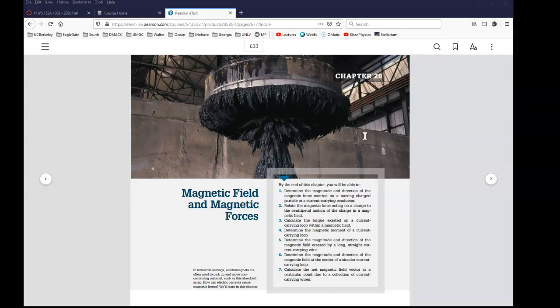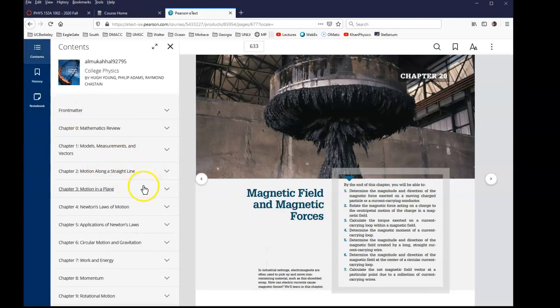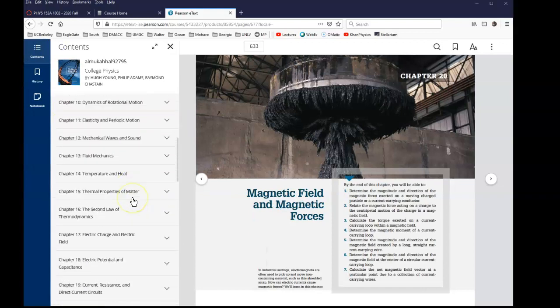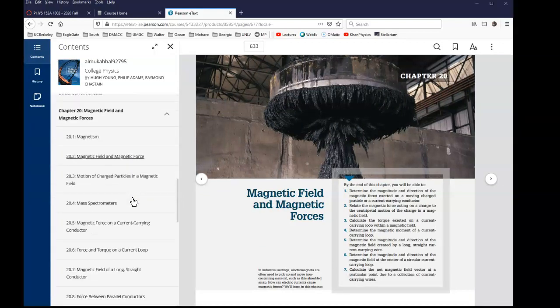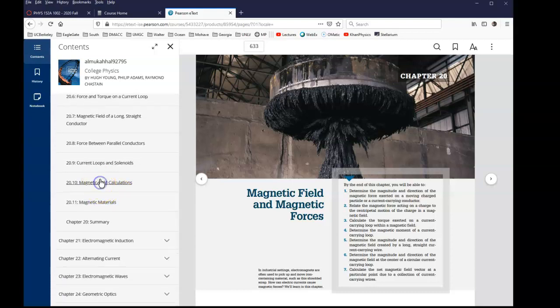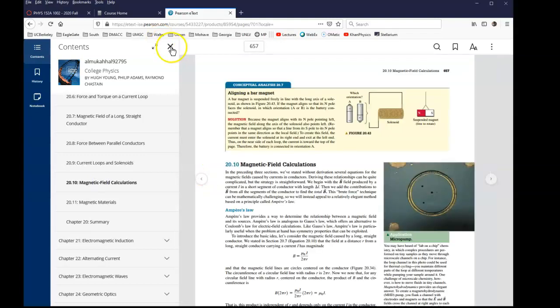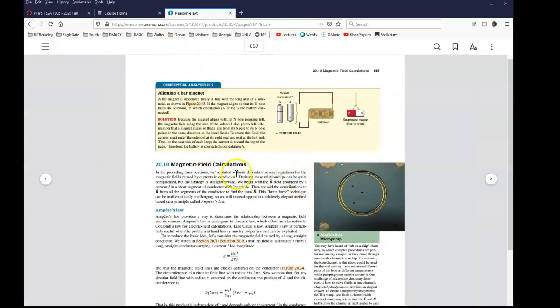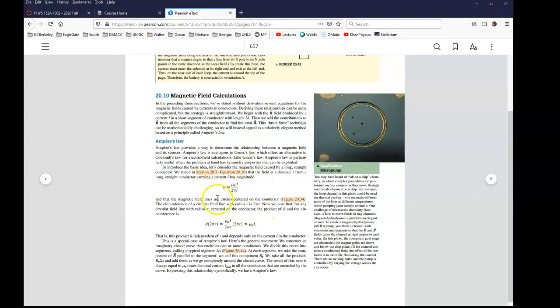Okay, so let me go over those. And by the way, Ampere's law is in section 20.10. Let me go there very quickly. We are in chapter 20, 20.10. There it is. Magnetic field calculation, and this is Ampere's law right here.